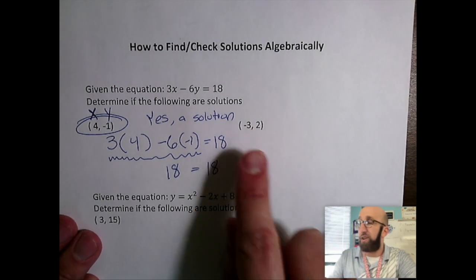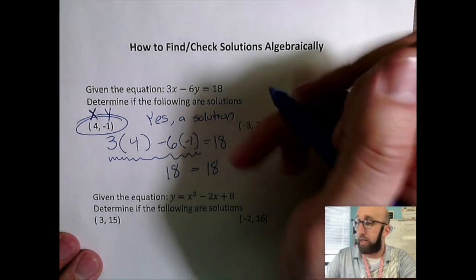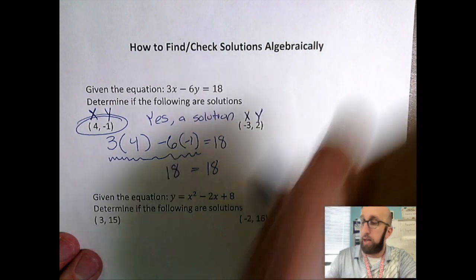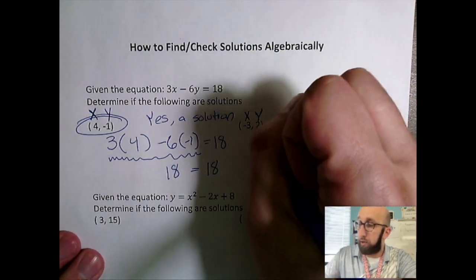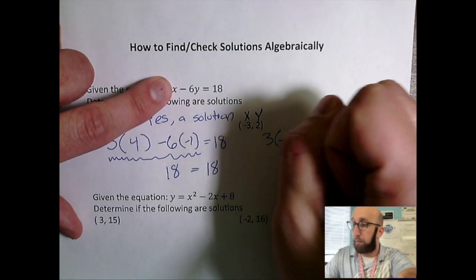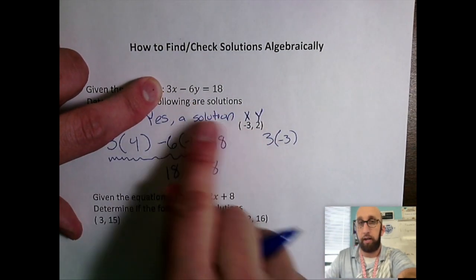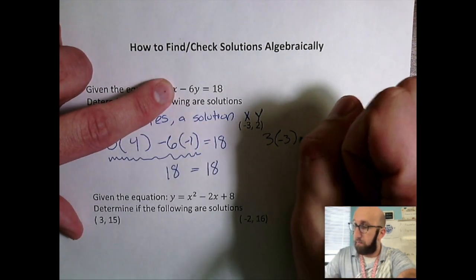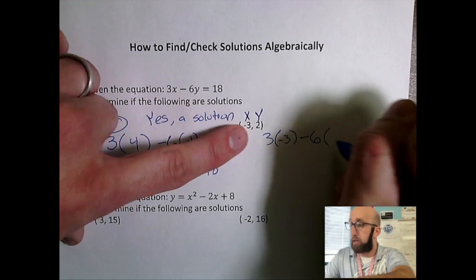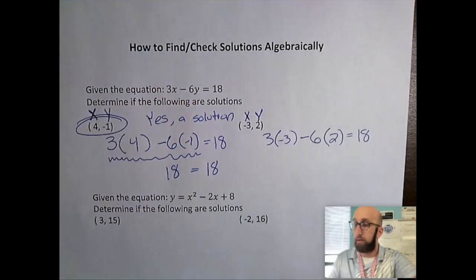So I'm going to check another potential solution for this problem. Now I'm checking negative 3 and 2. And again, I'm going to plug this in for x and y. So we got a 3 from my original equation. Instead of x, I'm going to plug in negative 3. Plug the negative 3 in for x. Minus 6. Instead of a y, let's plug in that 2. And this is equal to 18.